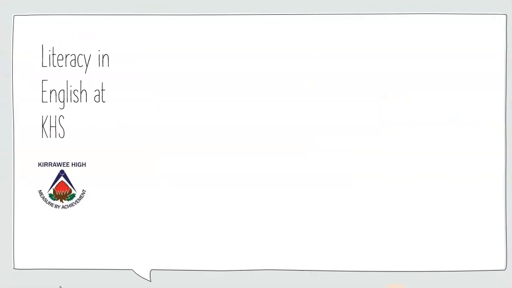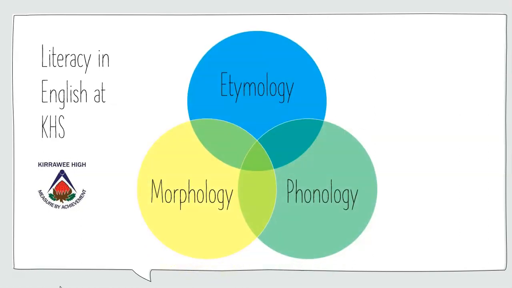So today we're going to have a quick look at what literacy in English is going to look like at KHS, and it'll look like this. Over the next 2 years, you're going to study etymology, morphology, and phonology, all of which are terms that you're going to get used to and you're going to learn how to apply in your reading, writing, grammar, and spelling. So for the next 2 years, these are going to be some focus areas in terms of literacy. So let's get started.